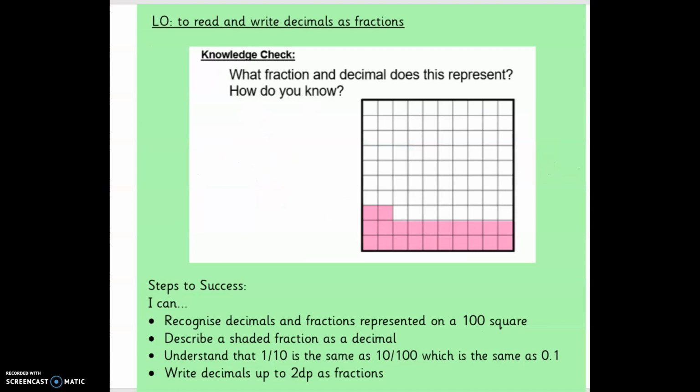Let's see if you can do it again for this one. Here, this is a pink one this time. What fraction and decimal does this represent? So how many chunks of pink have you got? Put that over 100 and then work out what the decimal is going to be.